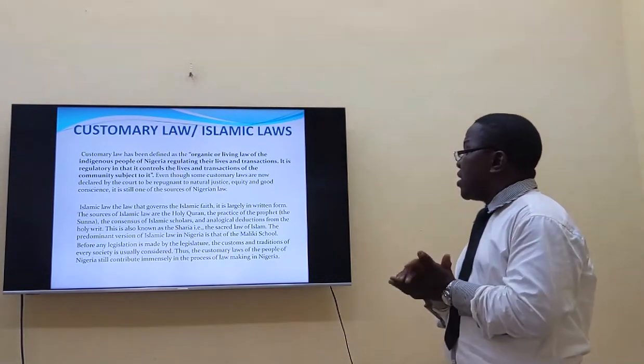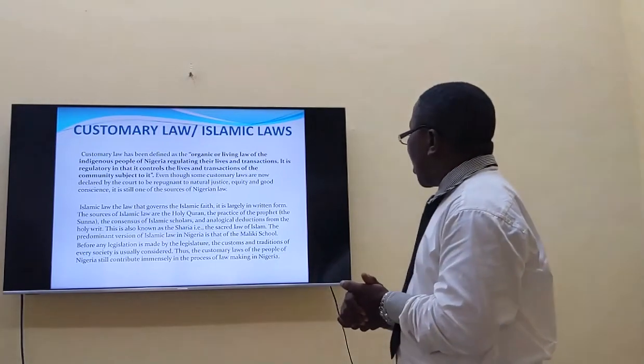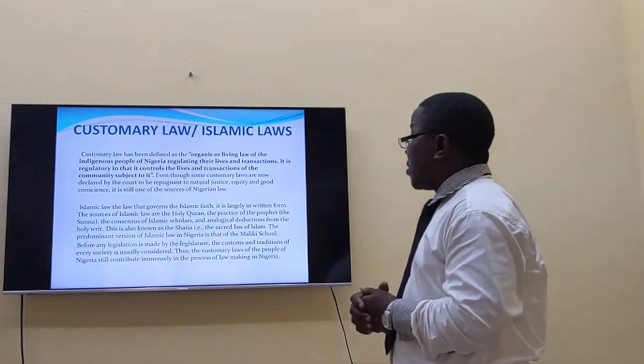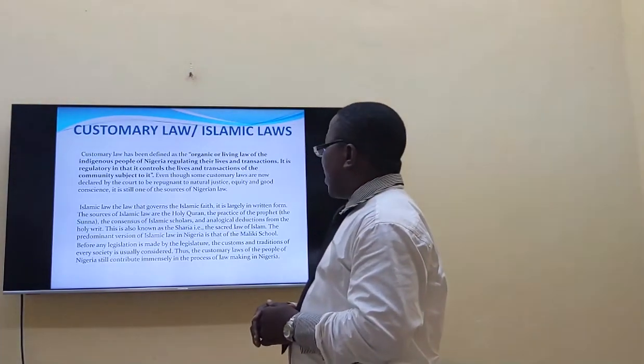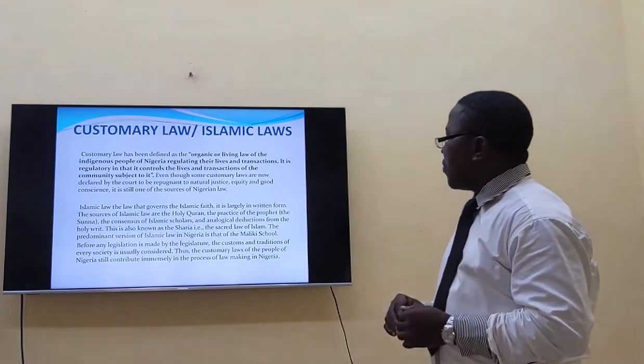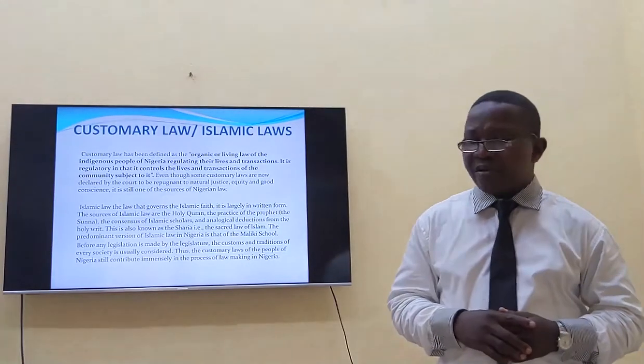Before any legislation is made by the legislator, the custom and tradition of every society is usually considered, because the customary law of the people still contributes immensely to lawmaking in Nigeria.